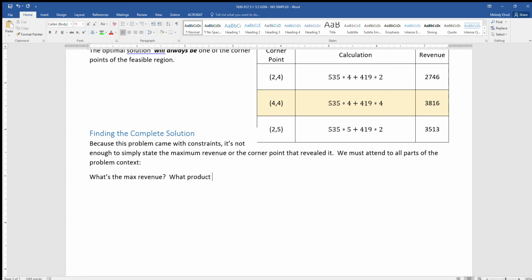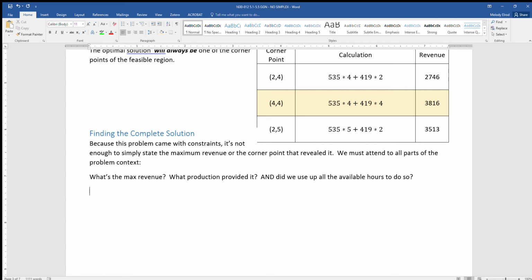What production provided it, right? And did we use up all the available hours to do so? Now, that seems silly.